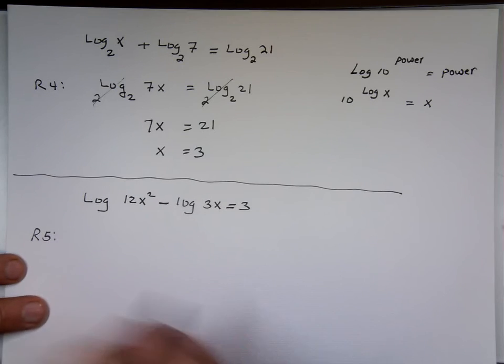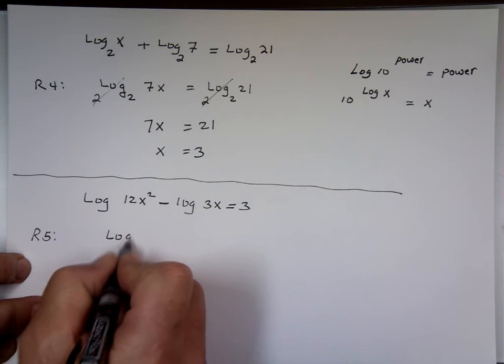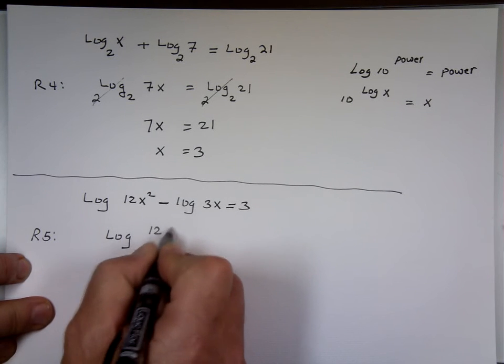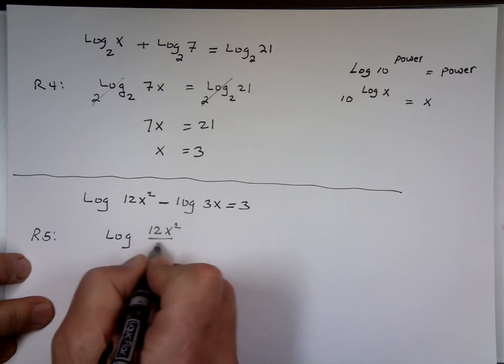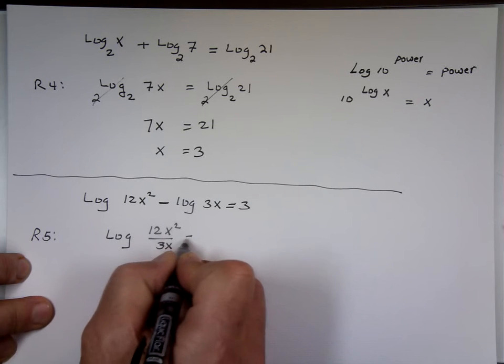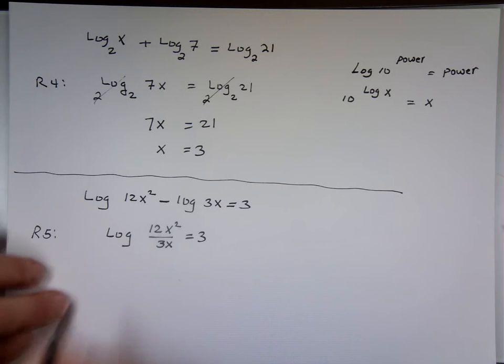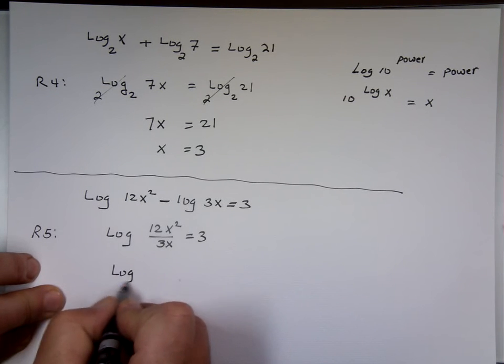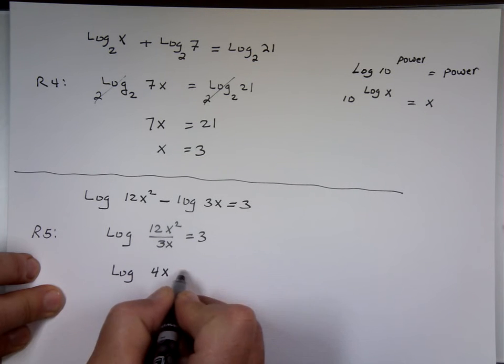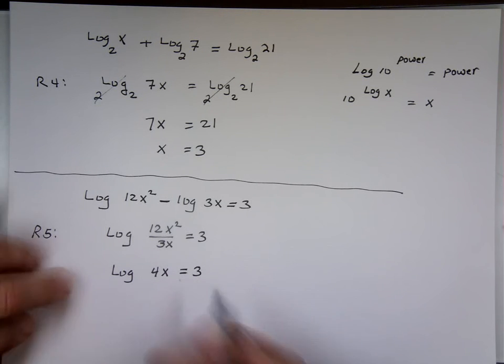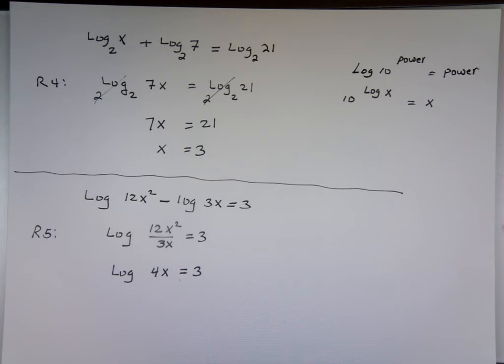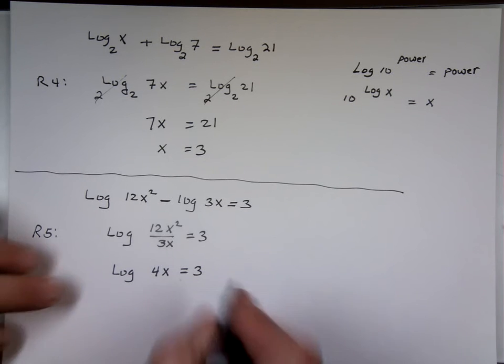So that used to be what? 12x squared divided by 3x. Can I simplify 12x squared over 3x? To what? 4x. Notice here, I don't have the log on both sides, so I can't say 4x equals 3. You can make it exponential. Yes, rule number 3, exponential.